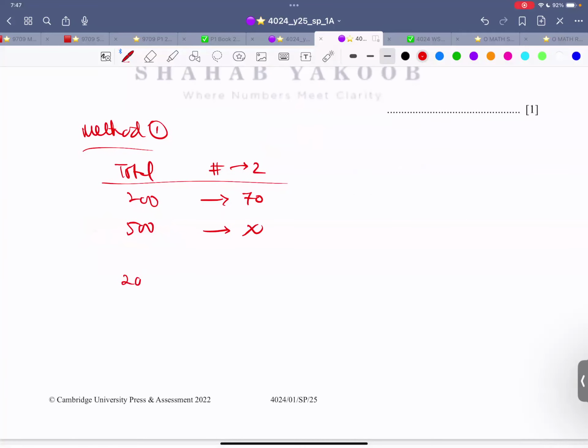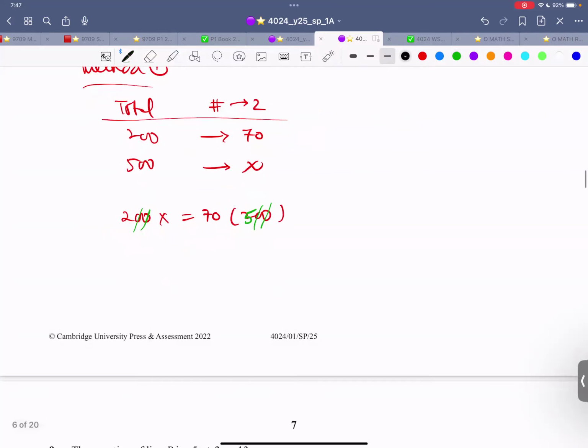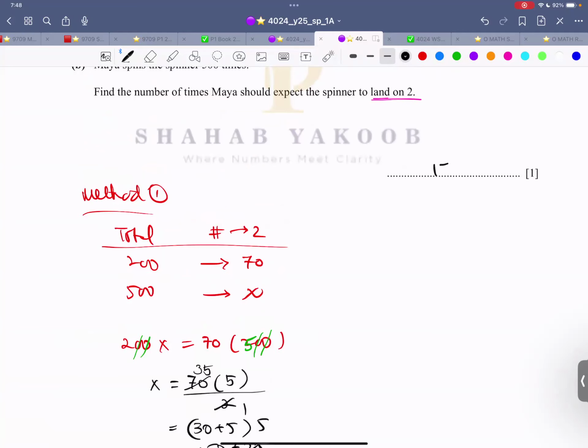Let's call it x. So 200x is 70 into 500. Cancel off the 2 zeros, cancel off the 2 zeros. This is a 5 over here, my bad. So now let's do the working. x is equal to 70 into 5 divided by 2. 2 ones are 2, 35 into 5. That is 30 plus 5 into 5, which is what? 150 plus 25, which comes out to be 175.